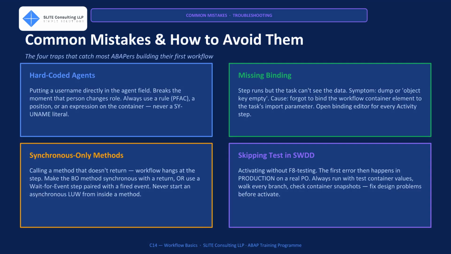Four traps catch most ABAPers building their first workflow. First, hard-coded agents, putting a username directly in the agent field. The moment that person changes role, the workflow breaks. Always use a rule, a position, or an expression on the container, never a SY-UNAME literal.